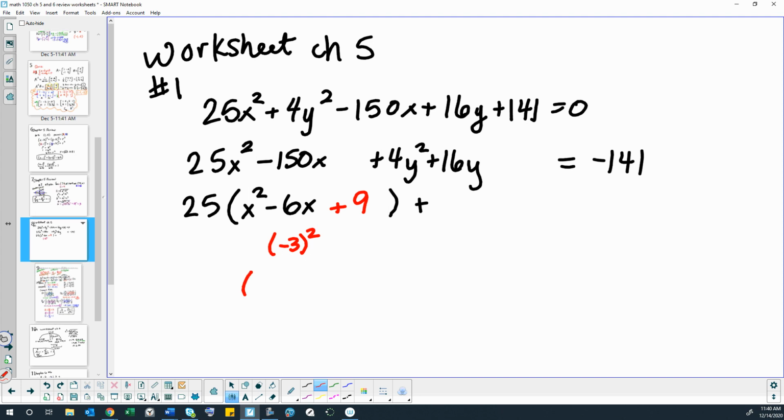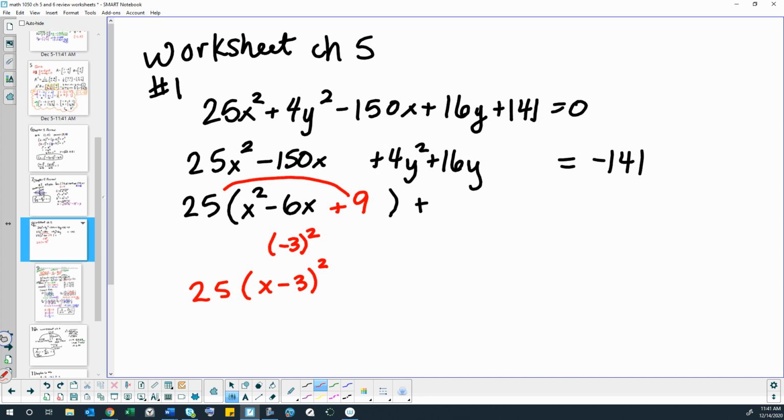The whole reason we do that is so that we can rewrite this as x minus 3 squared, and that gives us our h value, right? But we still have 25. And not only that, but the 25 out here means we're not really just adding 9. We're adding the value of 25 times 9. So we can subtract that back out, or the easier thing to do, I think, is to add it to the other side, so it's affecting the number on the other side.